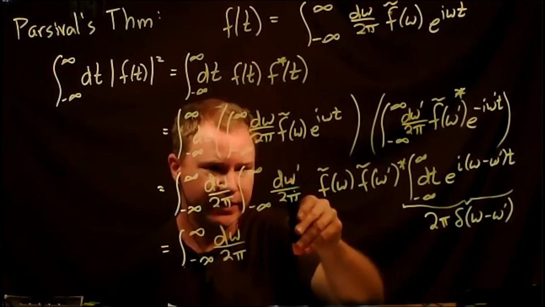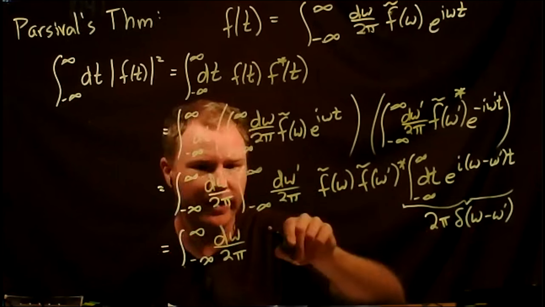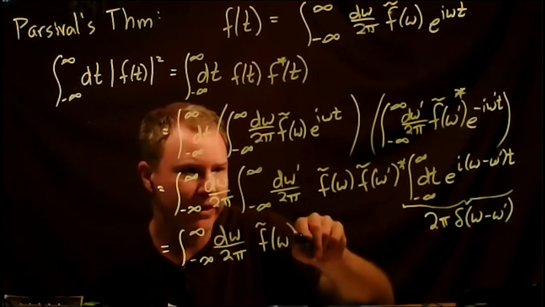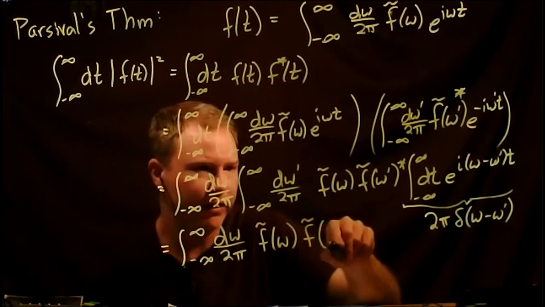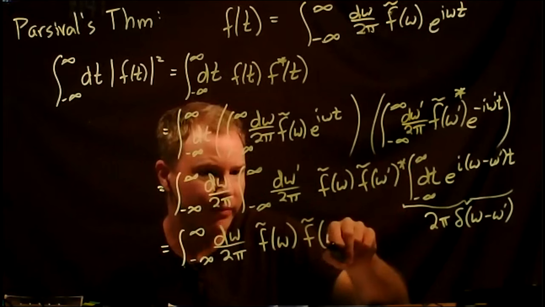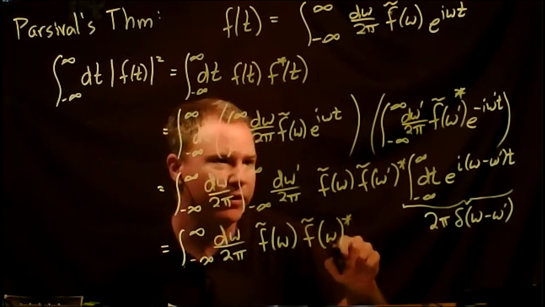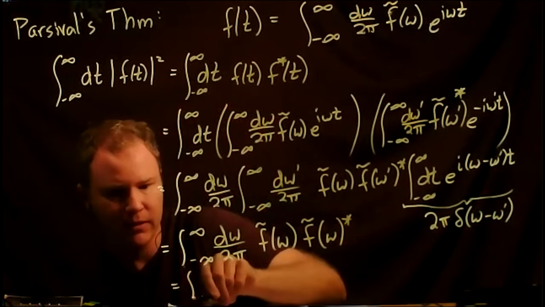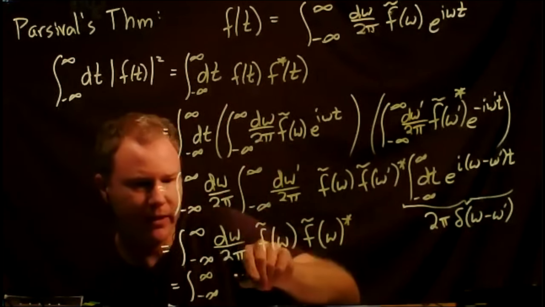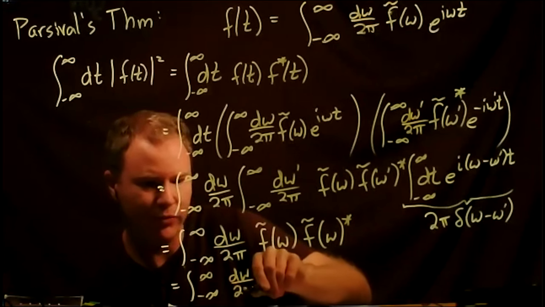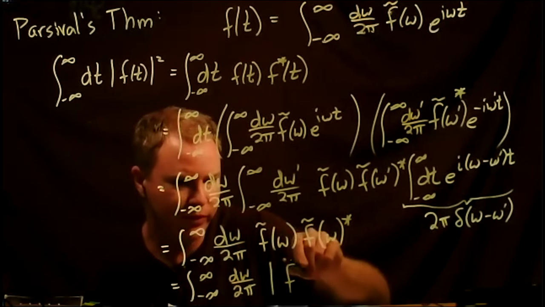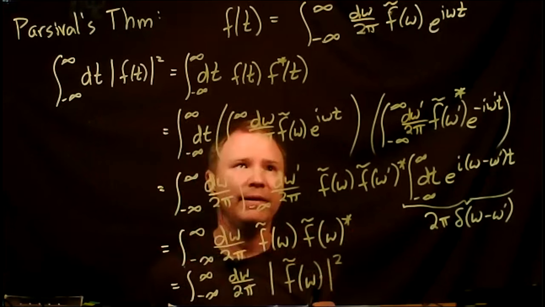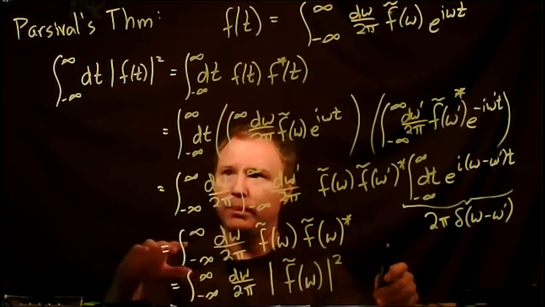So I'm going to do this integral with the delta function, and the 2 pi has gone away. And so now f tilde of omega prime has become omega because of the delta function. And I'm done. And I can write this as the integral from minus infinity to infinity d omega over 2 pi times the magnitude of the frequency spectrum of f squared. And so that's sort of what we wanted to prove. It's what Parseval's theorem was all about.